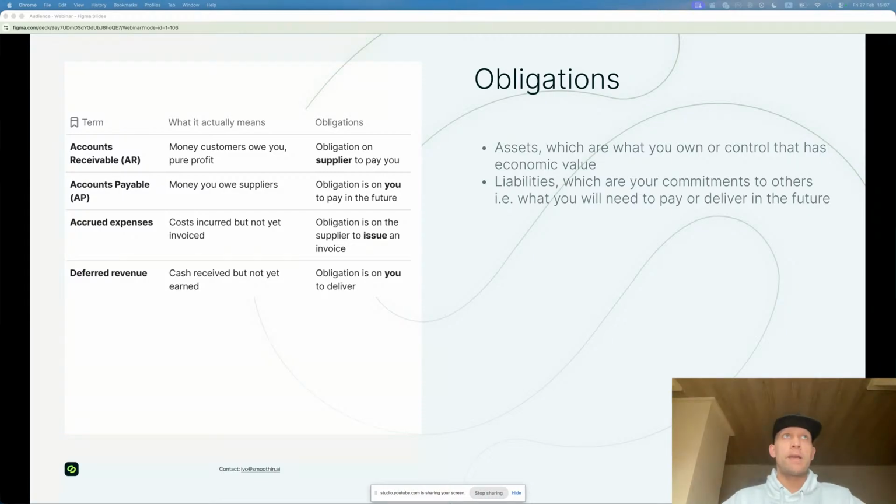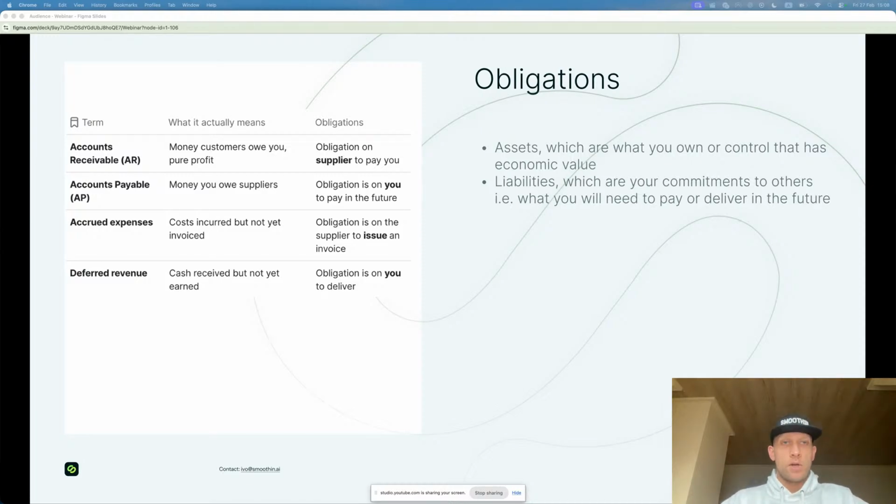So the flip side, accounts payable, is exactly the opposite. So it's money that you owe to suppliers. So you still have to pay that. So the obligation is on you to pay that in the future. It's been registered. You're going to have to pay this. These are amounts that for sure are not going anywhere, right? Bar bankruptcy or people just not paying and this kind of stuff.